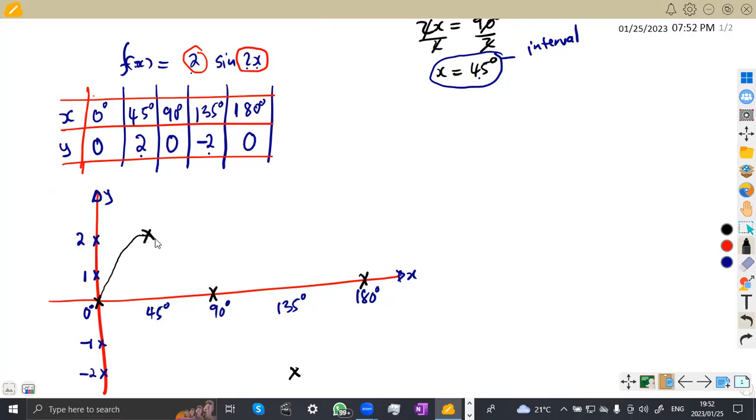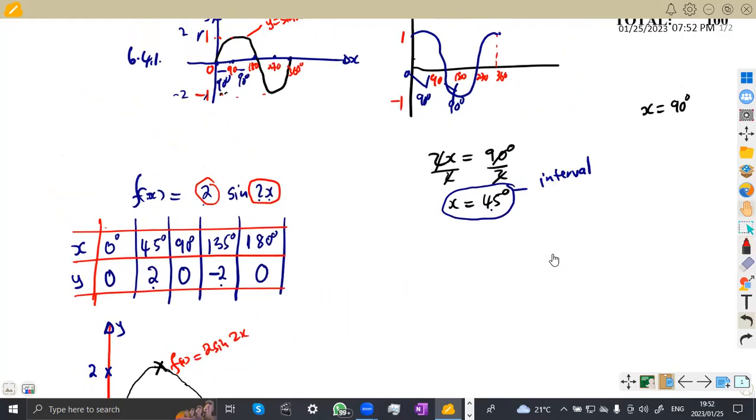Okay, so this is an electronic pen, guys. Very sorry for this, but you're supposed to have a smoother curve than the one that I'm having here. Okay, so this is what you're going to have. So this is our f of x, which is equivalent to 2 sine 2x. So the same way that we have drawn this graph is the same way that you're going to do for cos. So let's check that one for cos.